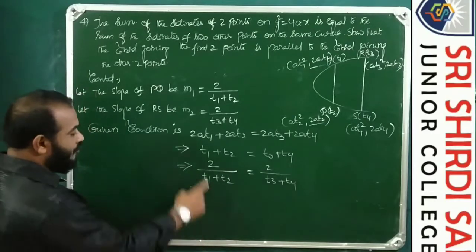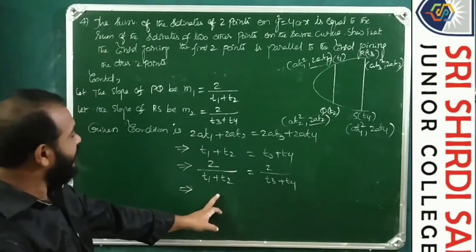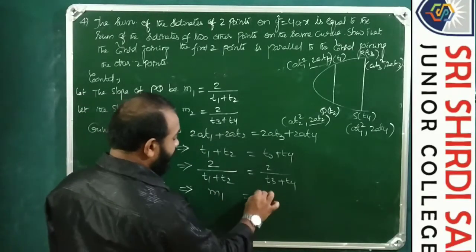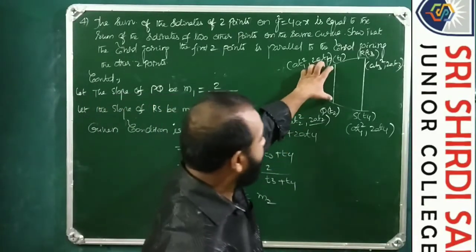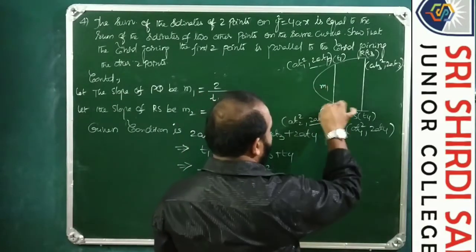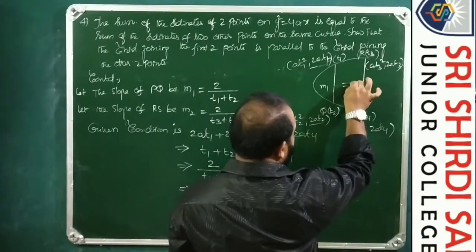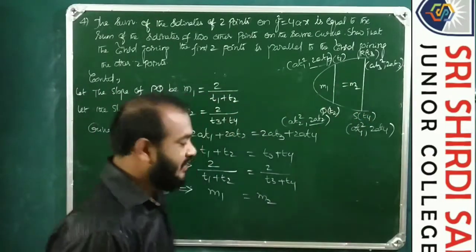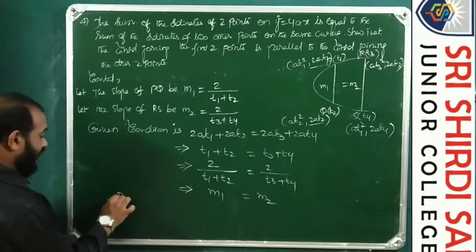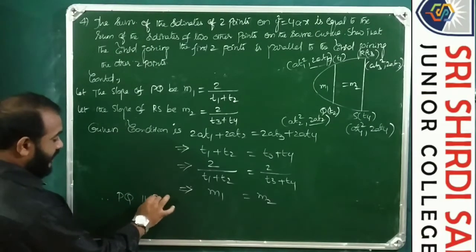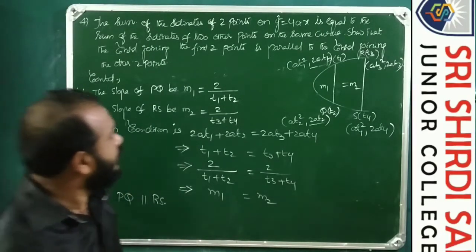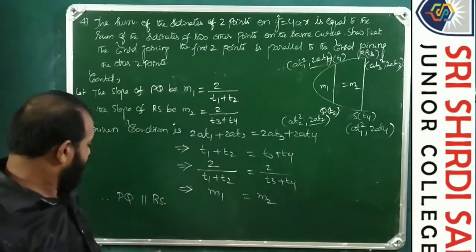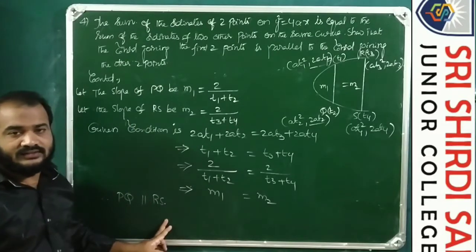No. If you carefully observe, what is 2 by (t1 plus t2) that we got earlier? m1. And what is this? m2. That means the slope of this is m1 and the slope of this is m2. If two slopes are equal, they are parallel to each other. Therefore, PQ is parallel to RS, which is what we need to prove. The chord joining two points is parallel to the chord joining the other 2 points. So PQ is parallel to RS.